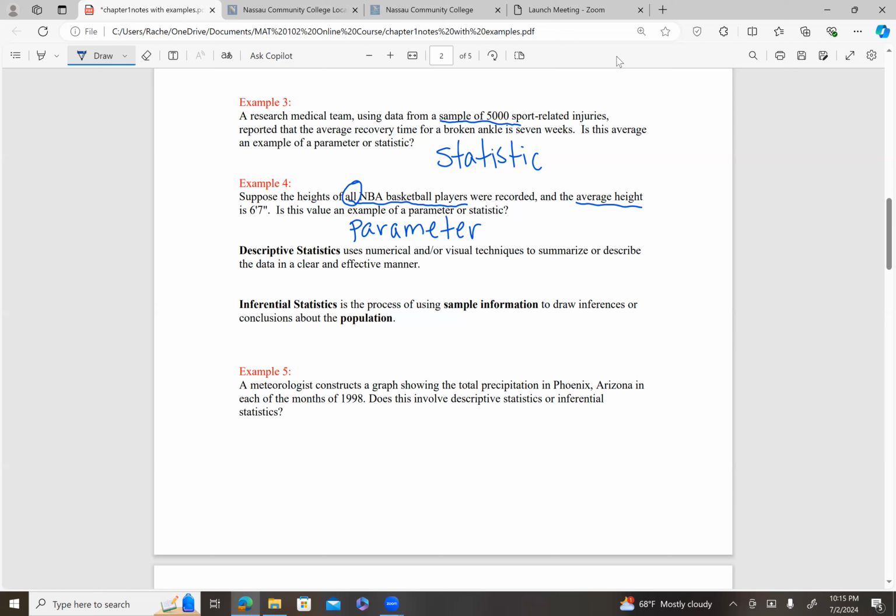The branch of inferential statistics is the process of using the sample information that we have to draw inferences or conclusions about the population. So think infer means to conclude. So whenever we're using the process of collecting sample information, and then we're going to draw inferences about the population from which we sampled, that branch is called inferential statistics. If we're just going to collect data and organize it and use numerical and/or visual techniques to summarize it, that's an example of descriptive statistics. So those are really the two main branches of statistics.